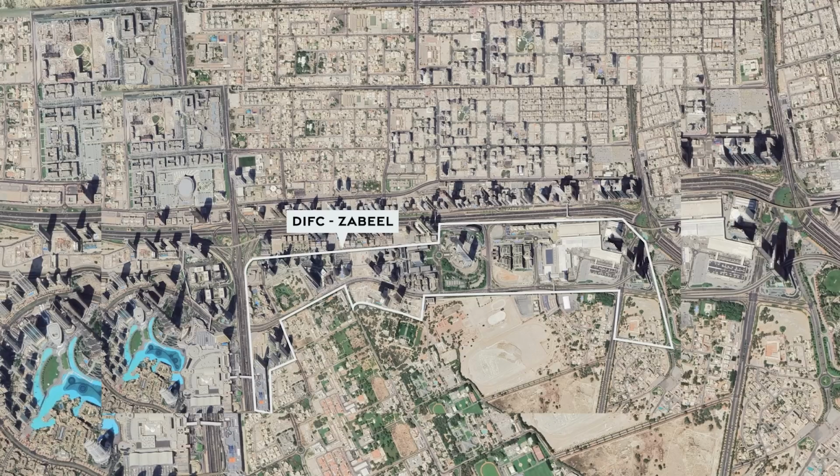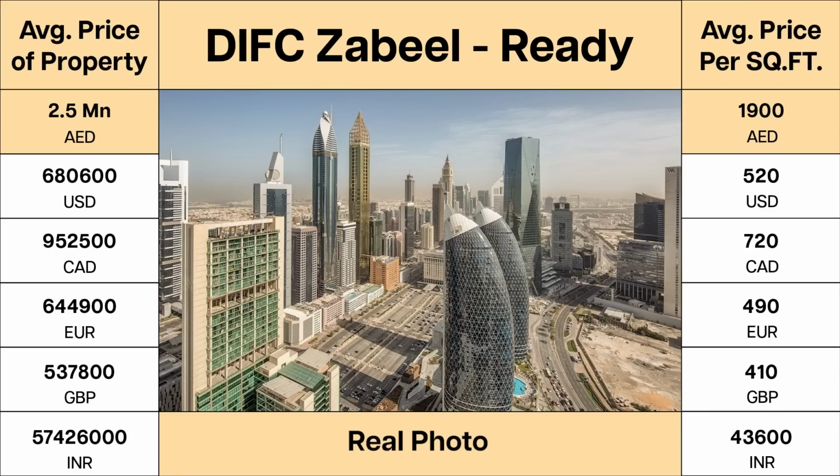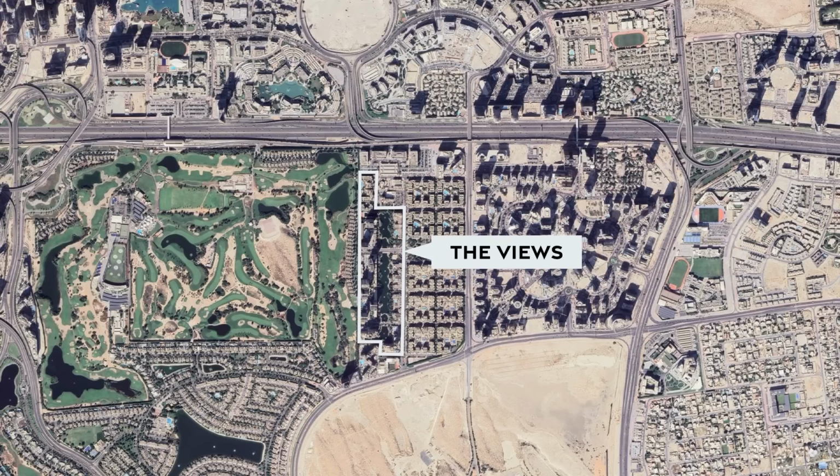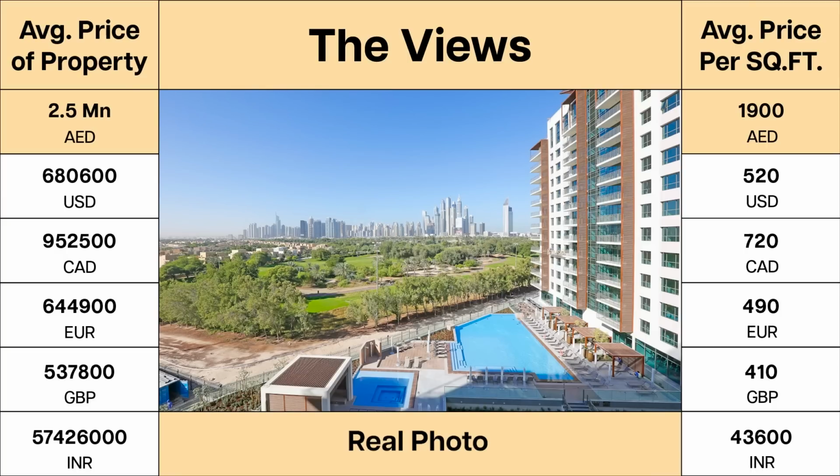On the other side of Sheikh Zayed Road Towers, the more premium side of DIFC and Zabeel, the one that I spoke about before, you can find the existing old ready buildings at an average price per square foot of 1900 dirhams. Another old community, one of the very first by Emaar, is what is known as the Views, which offer views to the Emirates golf course. Apartments here are at 1900 dirhams per square foot with an average price of 2.5 million dirhams.